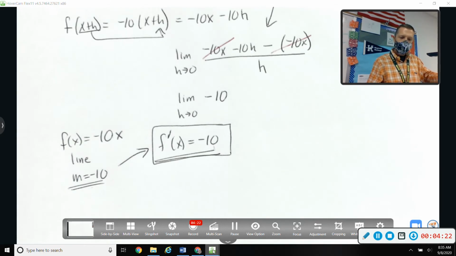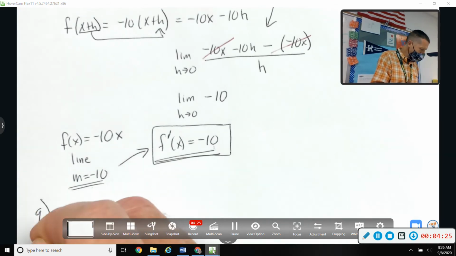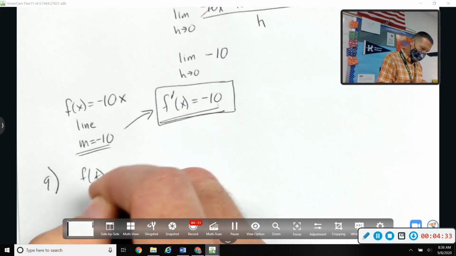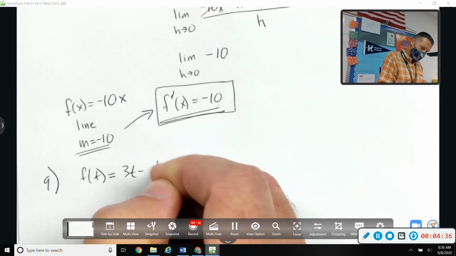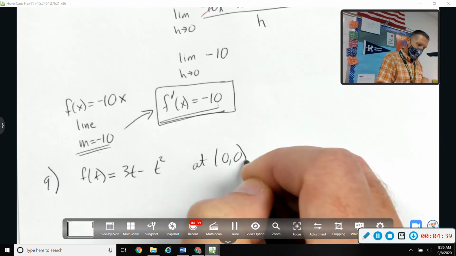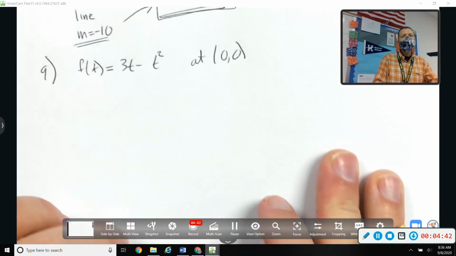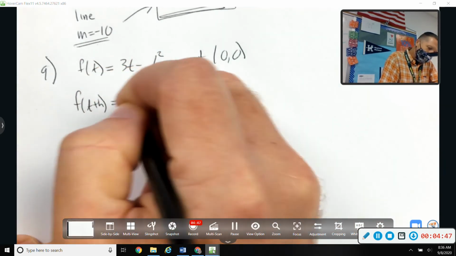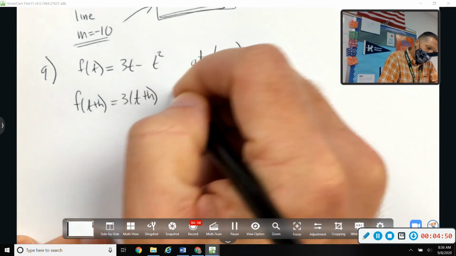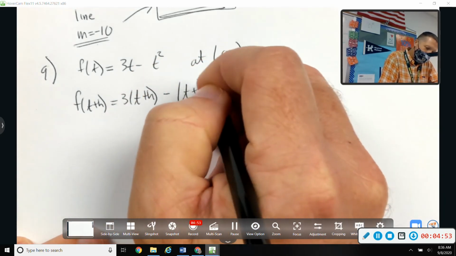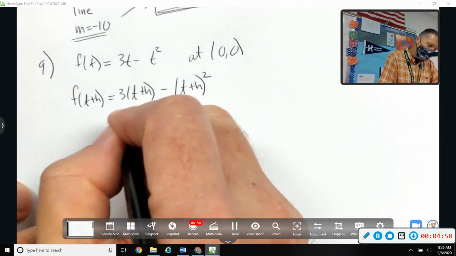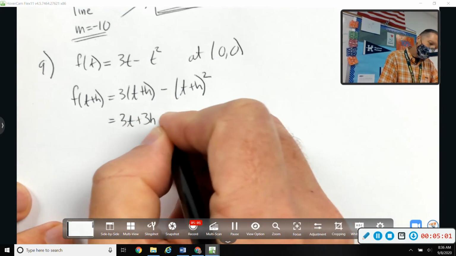Or could you do number 9? Find the slope of the tangent line to the graph of the function at the given point. Okay, so f of t plus h. So we'll plug in t plus h everywhere there's a t. And algebra. Careful with the minus sign.